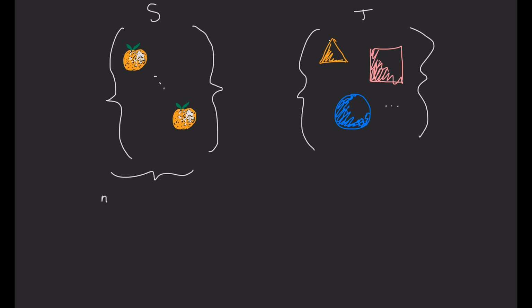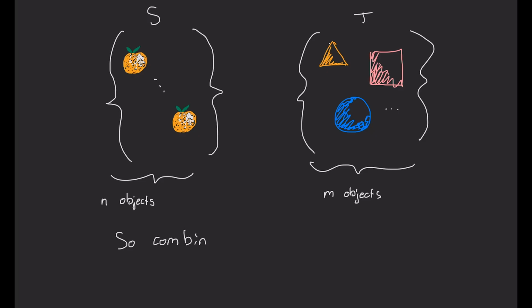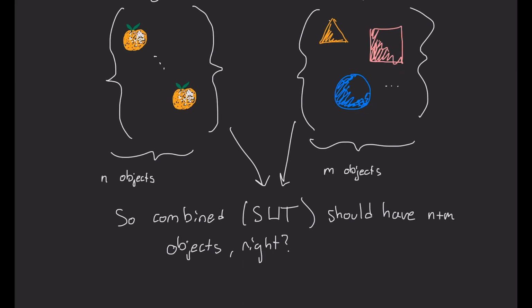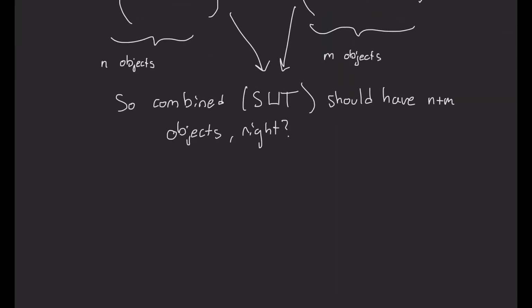If you have a collection of n objects and a collection of m objects, then surely their combined collection should have n plus m objects, right? Well, if you know me, you know I like to see a proof. Okay, let's make this rigorous.